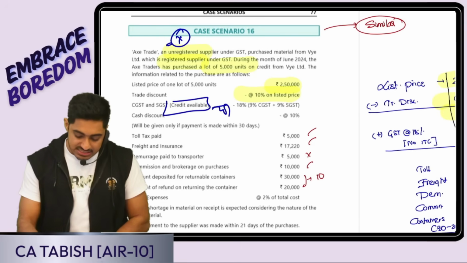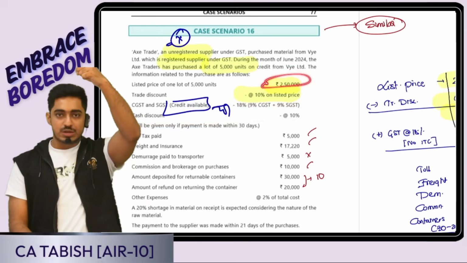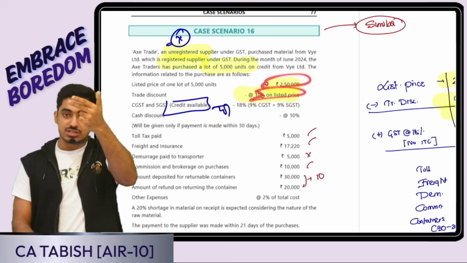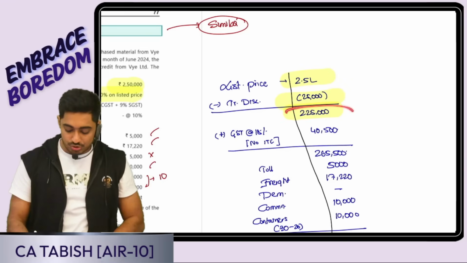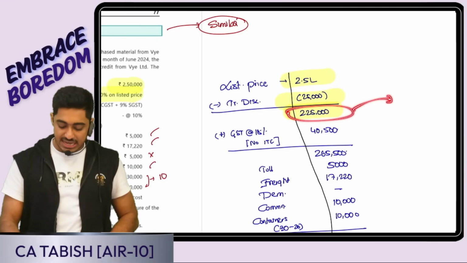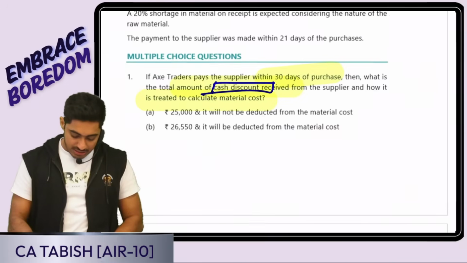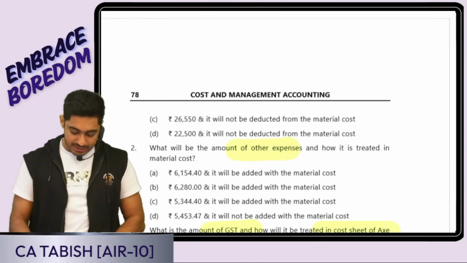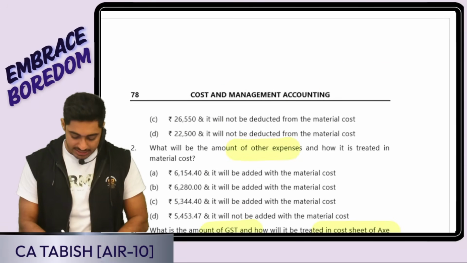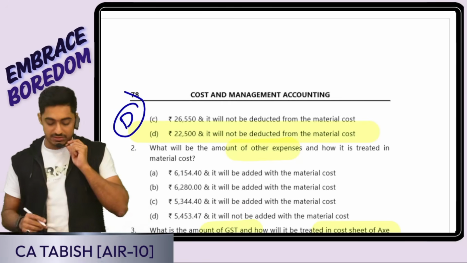Cash discount is 10%. So tell me, the listed price is 2,50,000, and 10% trade discount I will be getting. That means the net amount is 2,25,000. Yes or no, everyone? On this, 10% cash discount is going to be 22,500. Yes or no, everyone? So my cash discount is going to be 22,500, and it will not be reduced from the material cost. Is this clear, everyone?